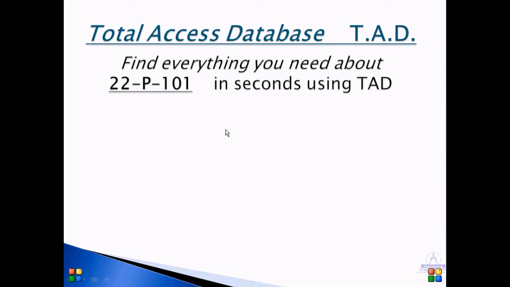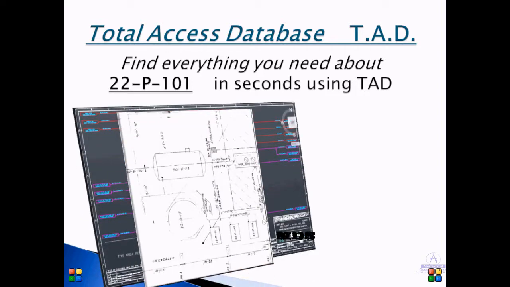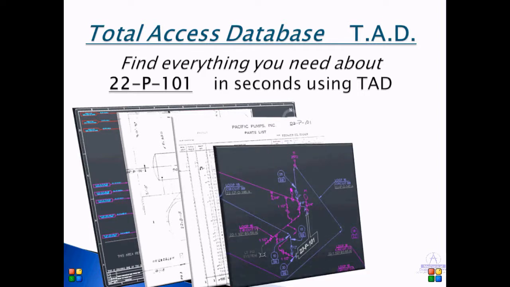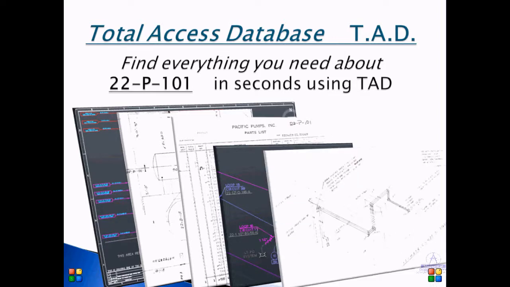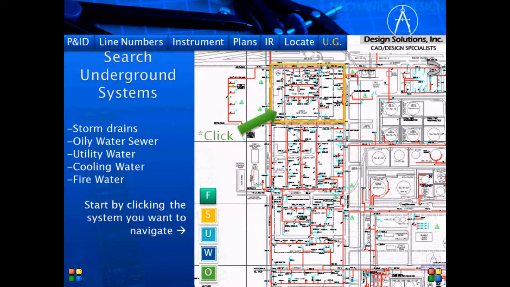So pretty much Total Access Database allows you to find everything within seconds, eliminating everything, your P&IDs, your orthos, your part list, your improved drawings for your inspectors, your electrical loop stuff, and your vendor drawings. Everything you really need you will find with the very minimum information.